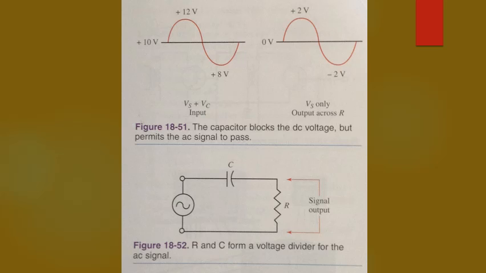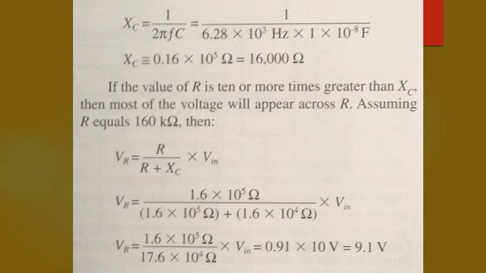With a 1000 Hz frequency signal and a C value of 0.01 microfarads, we get the following formula. Mathematically, XC equals 1 divided by 2 pi times frequency times capacitance. In this case, we have 1 divided by 6.28 times 10 to the third power hertz times 1 times 10 to the negative 8 power farads, and we ultimately get 16,000 ohms.